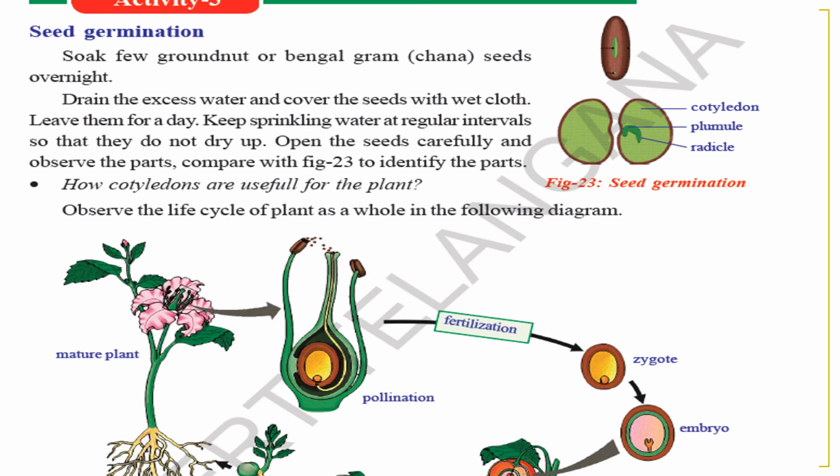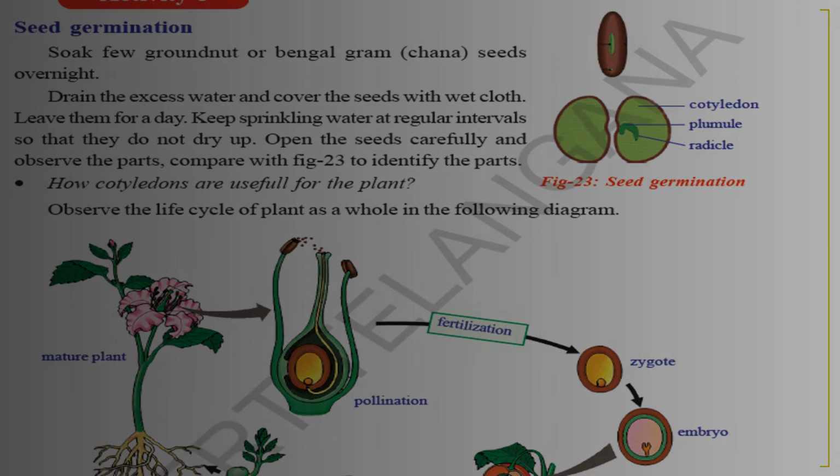Seed germination. Soak a few groundnuts or Bengal gram, chana dal, overnight. What do you see? Drain, throw off the excess water, and cover the seeds with a wet cloth. Leave them for a day. Sprinkle water just a little bit at regular intervals so that they do not dry up. Open the seeds carefully and observe the plants. Observe with figure 23 and identify the parts of the plant. See the life cycle.